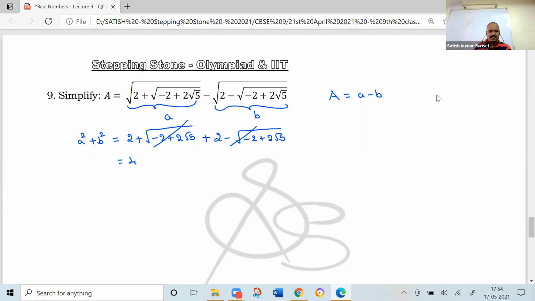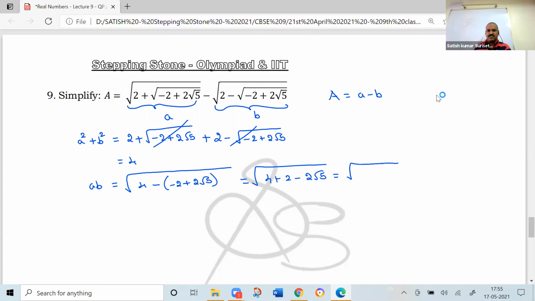Now let us calculate the product also. A into B. Now when you calculate A into B, it is like root of A into root of B. That is root x root y, root of xy. That is root of, now inside in the form of x plus y into x minus y. So x square minus y square. So 2 square 4 minus, root will get eliminated, minus 2 plus 2 root 5. That is square root of 4 minus of minus plus 2 minus 2 root 5. That is square root of 4 plus 2, 6 minus 2 root 5.